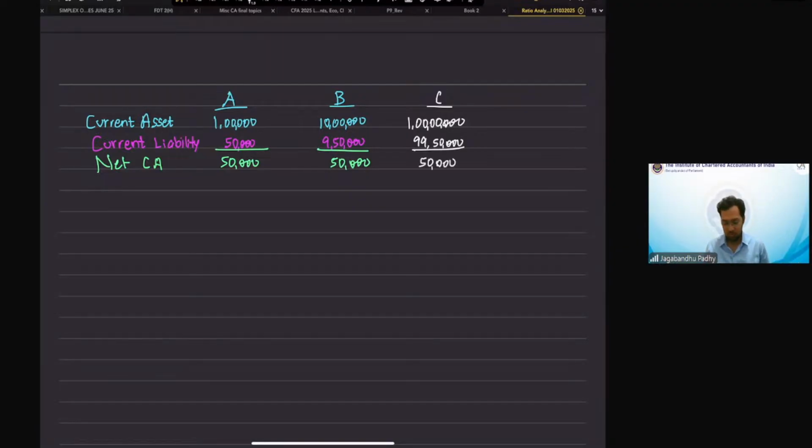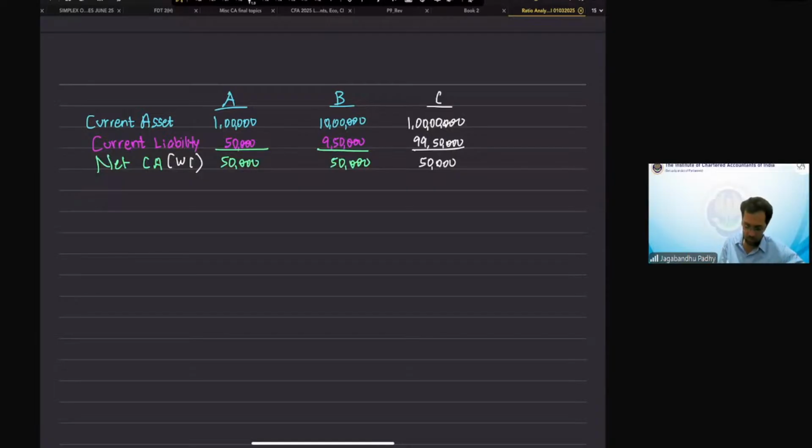Now, we cannot say that all three companies have the same degree of liquidity. Why can't we say so? Because it's a net figure. Net working capital, nothing but net current asset, is something like working capital. So I cannot say that all three companies are the same.